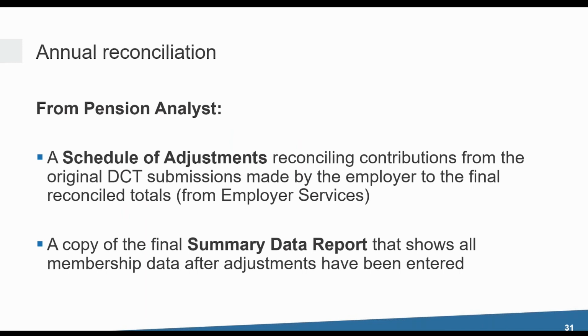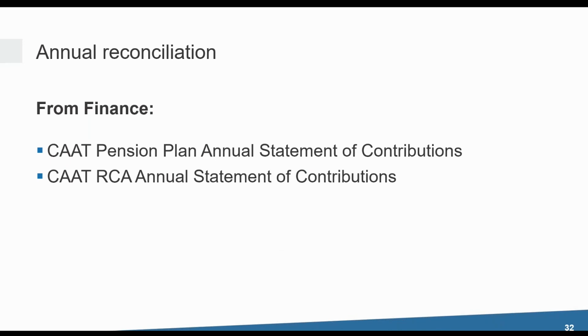Following employer approval of the 2 worksheets, which are the CAT RPP summary and the CAT RCA summary, the final versions are forwarded by finance to the pension analysts, who will then prepare the schedule adjustments and the summary data report. Finance will then use these reports to prepare the annual statement of contributions.